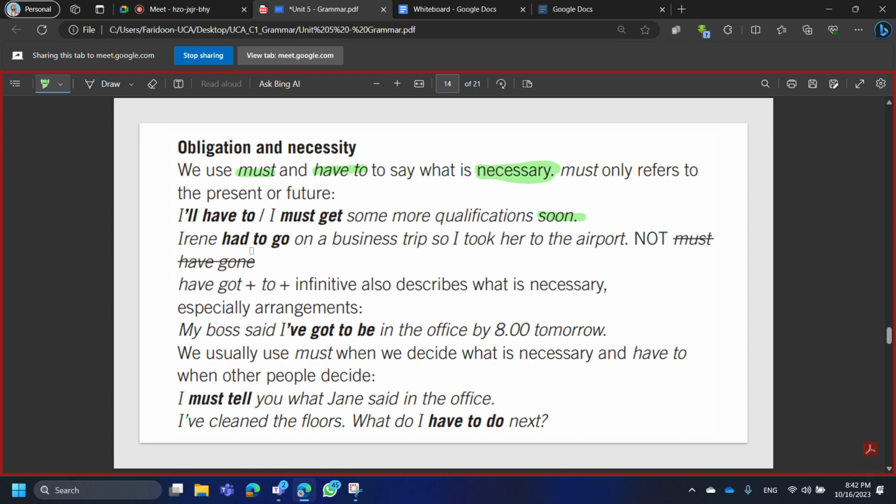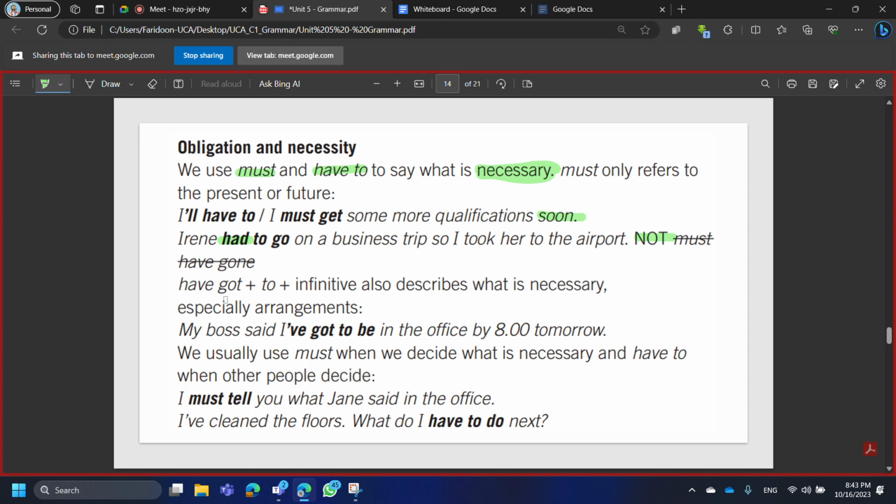Or Irene had to go on a business trip, so I took her to the airport. Now when you say this, okay, it's okay. Have to can talk about all the three main tenses, past, present, and future. You just need to change the form. So have changes to had, and it's correct. But must doesn't work. Even if you use the past modal and use the technique of must have gone, or must and have plus verb 3, that one also does not work. So be very careful, okay.